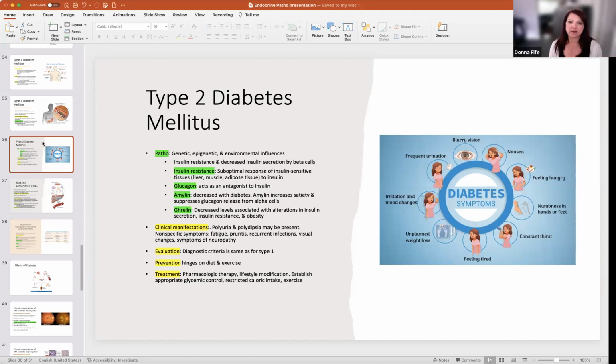Prevention hinges on diet, exercise, and having a healthy lifestyle. Treatment includes pharmacological therapy and lifestyle modification. You want to establish appropriate glycemic control, restrict caloric intake, and encourage the patient to exercise. And here are more of the symptoms of type 2 diabetes.